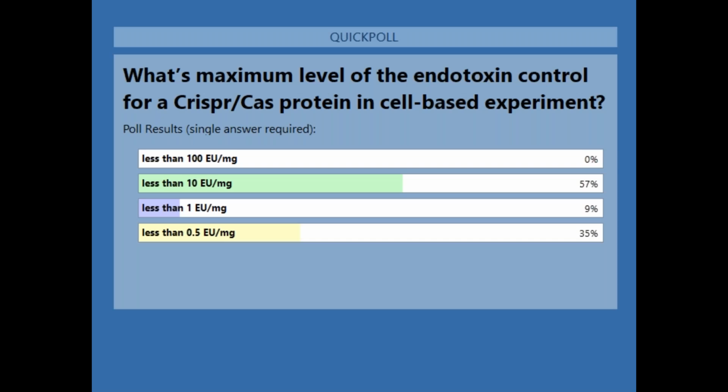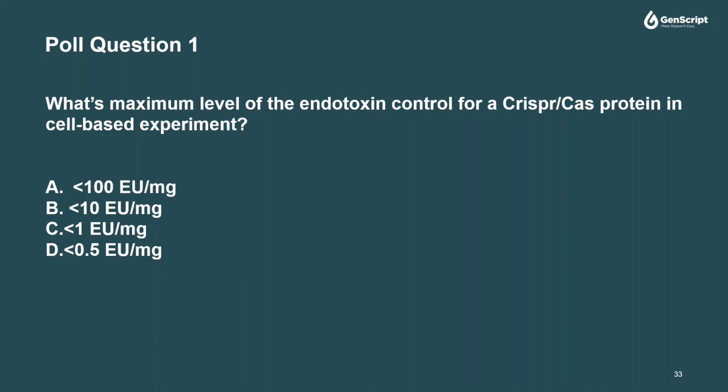Okay, so in our audience, 0% said less than 100 EU per milligram, while 57% said less than 10, then 9% said less than 1, and then 35% said less than 0.5. So to get the right answer, Jabo, what is the correct answer for that? Actually, we recommend less than 10 EU per mg. It's suitable for cell-based experiments because when you receive the proteins, you will dilute the protein during your experiment. So the final concentration of the endotoxin would be very low. Some of the audience selected lower than 1 EU per mg. I think, yeah, that's the answer.